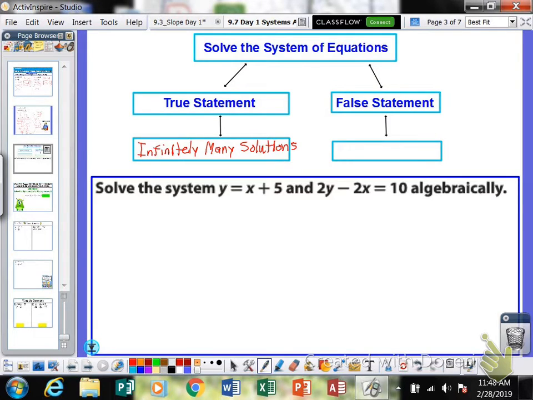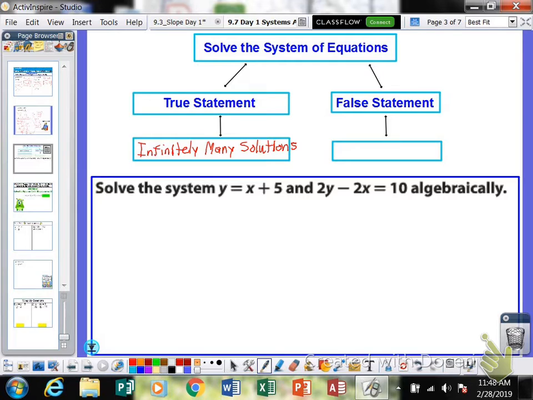Meaning that if you're solving these systems of equations algebraically, and you substitute, you find what x or y equals, and you substitute it into the other equation, and you get, let's say, negative 7 equals negative 7. That is a true statement. So there would be infinitely many solutions there. We don't have one specific solution. There would be infinitely many.